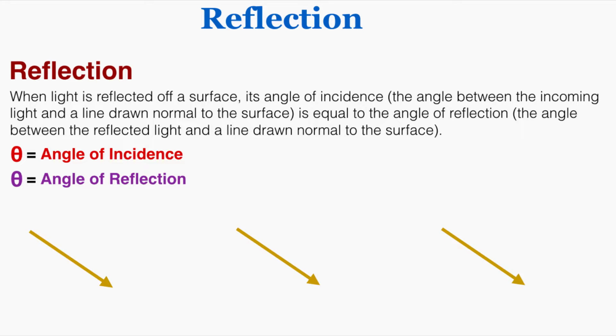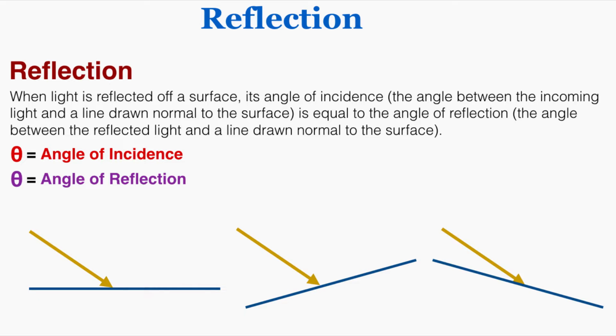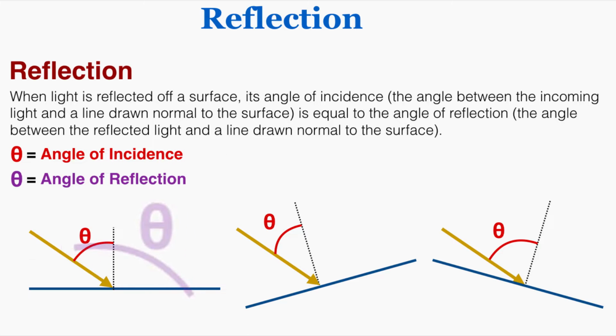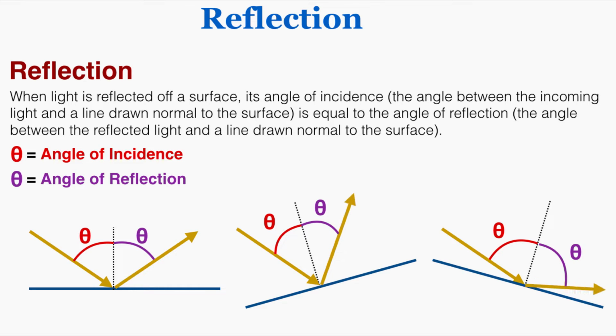Really simple rule. We can imagine these three beams of light hitting three different surfaces. And to predict the direction of the reflected light, we just have to draw a line normal to the surface. That just means at a 90-degree angle to the surface. And what this rule is saying is that the angle of incidence, the angle that the incoming ray is at in comparison to the 90-degree line, is equal to the angle of reflection. So this new angle of reflection shows us where that reflected light is going to appear. So the angle of the light coming in is equal to the angle of the light going out.